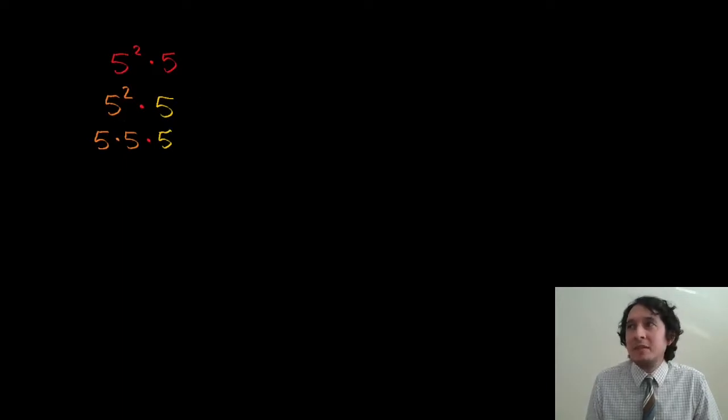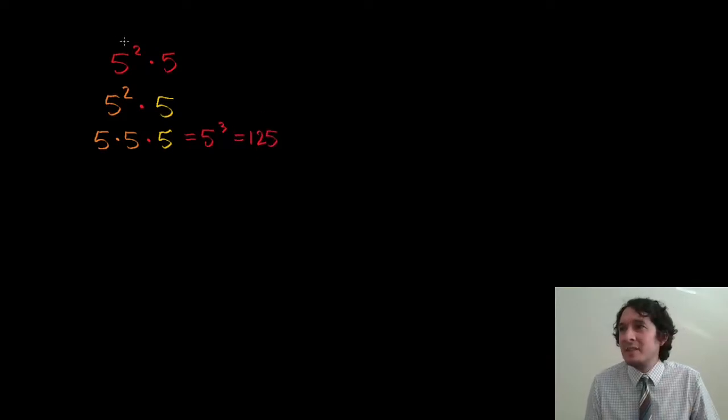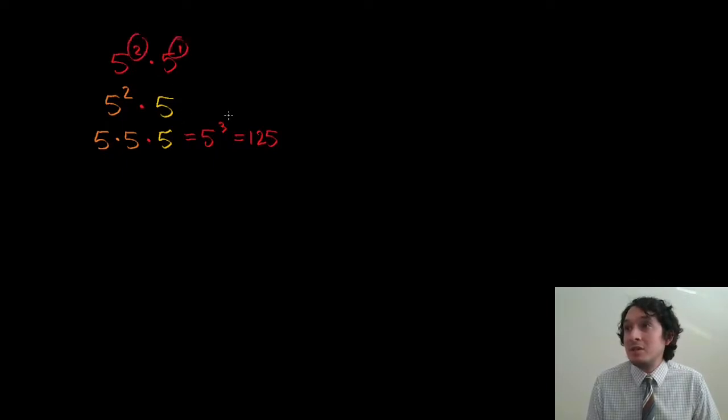But 5 times 5 times 5, that's the same as 5 to the power of 3. And we know that this is 125. So wait a second here. If I have two different powers, here it's 2 and 1, and I'm multiplying them together, it seems like I can just take my exponents here and add them together.